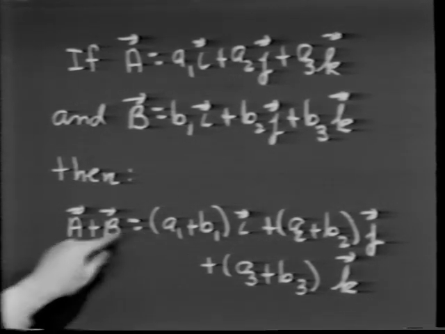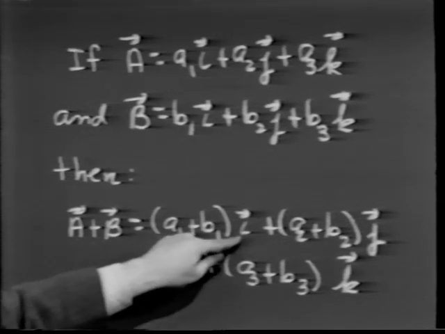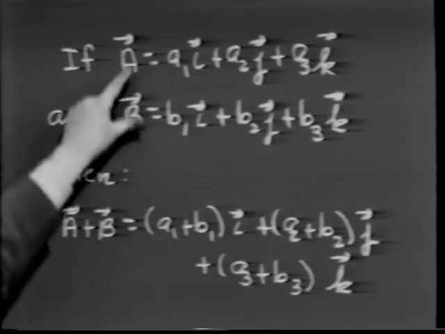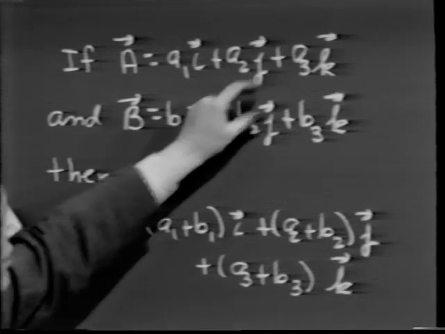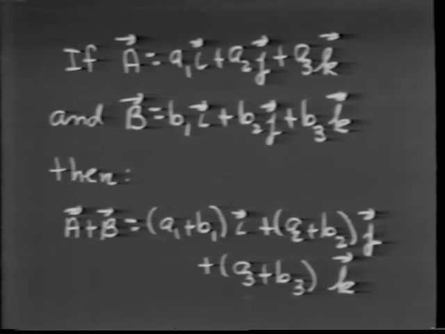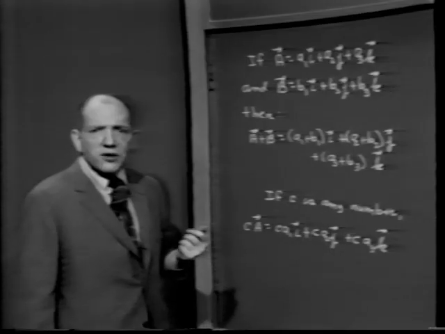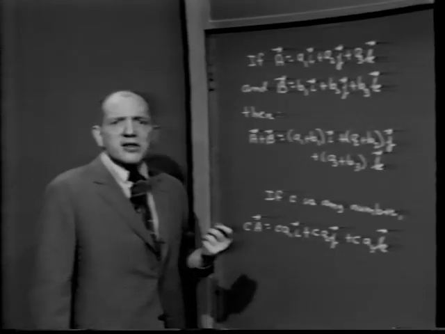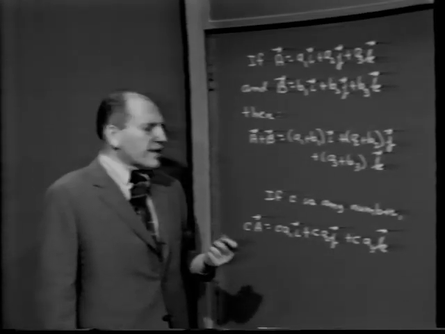But the idea is what? A plus B is just obtained by adding what? The two i components, the two j components, the two k components. And similarly, for scalar multiplication, in the same way in terms of i and j components, you simply multiply each component by the scalar c.